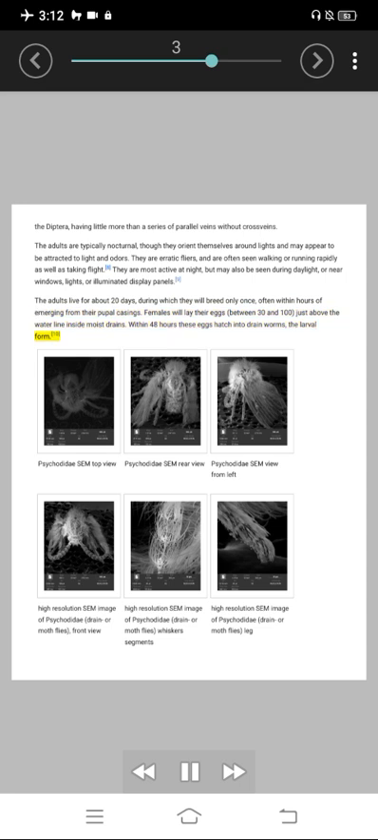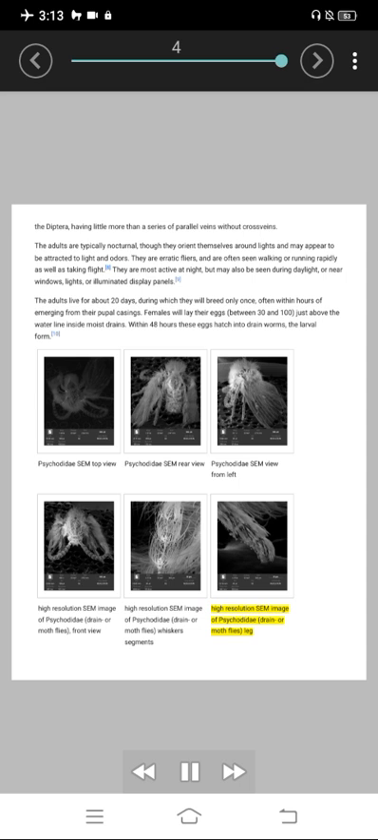Psychodidae SEM top view. Psychodidae SEM rear view. Psychodidae SEM view from left. High-resolution SEM image of Psychodidae, drain moth flies, front view. High-resolution SEM image of Psychodidae, drain moth flies, whisker segments. High-resolution SEM image of Psychodidae, drain moth flies, leg.